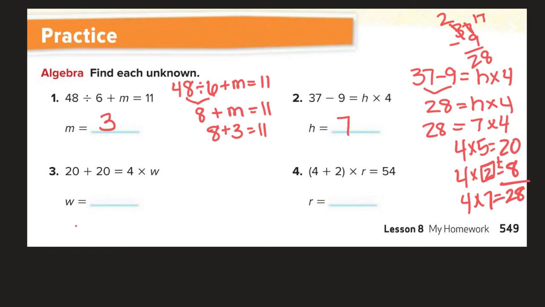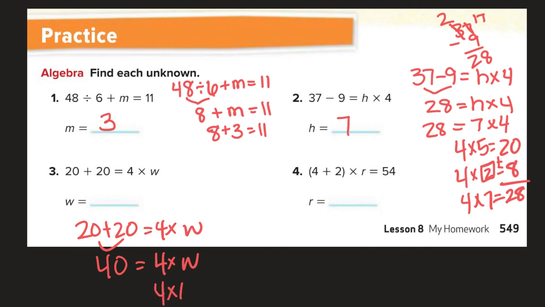Okay, number 3: 20 plus 20 equals 4 times what? 20 plus 20 is 40, equals 4 times something. Okay, how many 4s go into 40? 10. 4 times 10 is equal to 40.